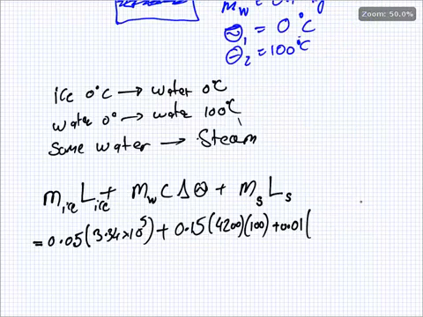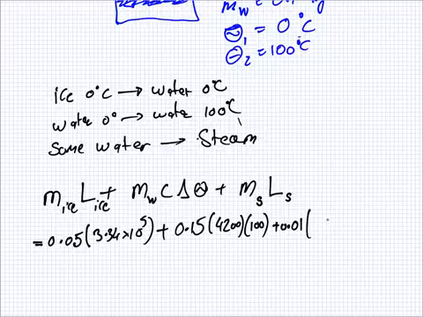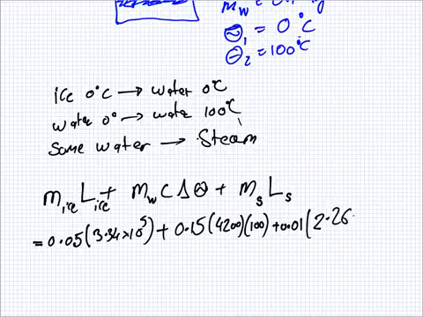if I can squeeze it in, because that's how much they want to boil off in the question. They only want 0.01 of it to become steam. 2.26 times 10 to the 6. So if we put this in on our calculator, we get the answer.